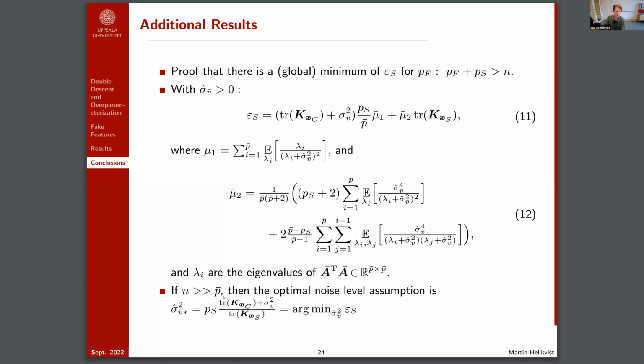And another result that I find interesting is that we give it for the massively underparametrized setting, where we have a lot of samples in comparison to the model size. And then we can give the optimal noise level assumption as a function of the number of included features and the respective signal powers here, as well as the noise power, in order to minimize the error in the underlying components.